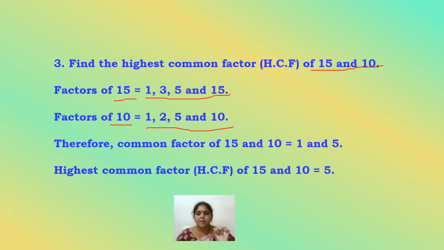We have to find the common factors. What are the common factors? 1 is a common factor, 5 is a common factor. Right? Now, among these two common factors, which is the highest common factor? Yes, 5 is our highest common factor. This is how we are going to find the highest common factors.